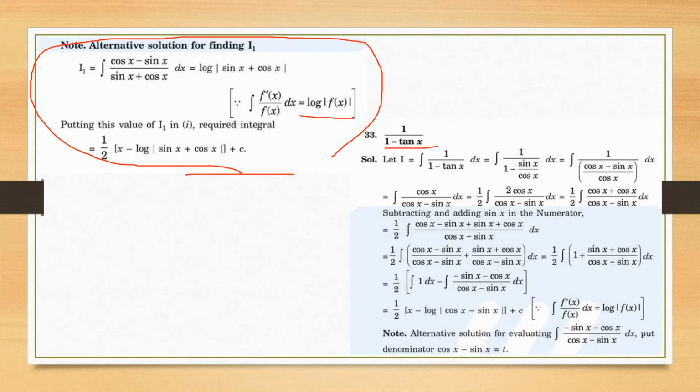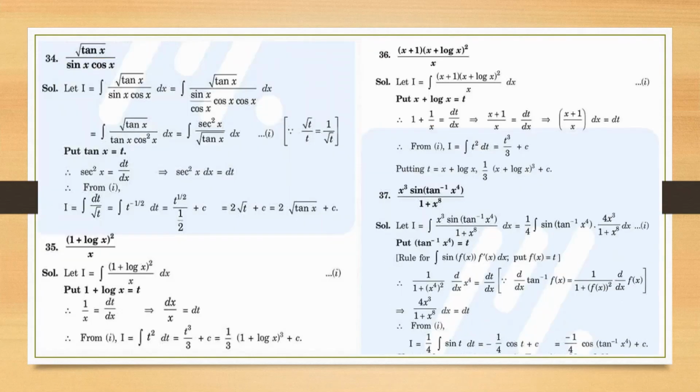Root tan x upon sin x plus sin x into cos x. A very, very important question. Okay. Root tan x upon sin x cos x. So when sin x cos x are together in the denominator, it is suggested that you try to change the question. In the question tan x is there, try to bring secant.